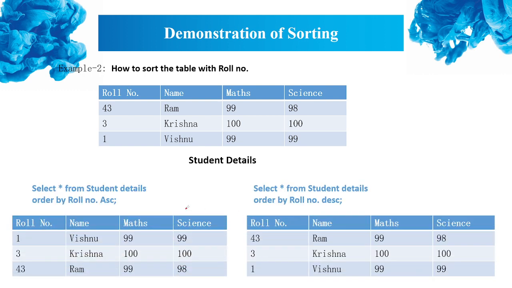If you see here, ORDER BY is a keyword, and you are ordering according to roll number. So ORDER BY roll number. Here this is sorted in ascending order, so we have used ASC. Here this is sorted in descending order, so DESC, right? Actually the question is in descending order.